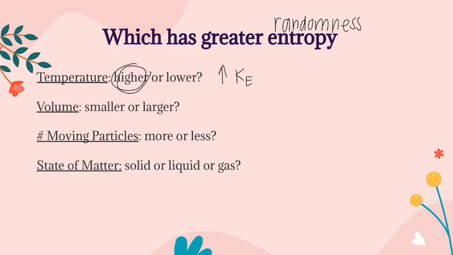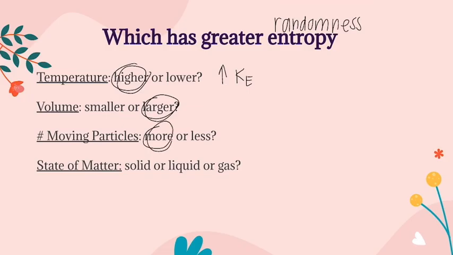Then volume: smaller or larger volume, which one is more random? Think about a balloon. If you have a balloon that is super small or a balloon that's really big, which one is going to have more randomness? The larger balloon, right? Because it takes up more space and there are more possible positions for those molecules to take up, instead of just a smaller area. If you have more moving particles, do you think more or less will increase your randomness? That's also going to be more.